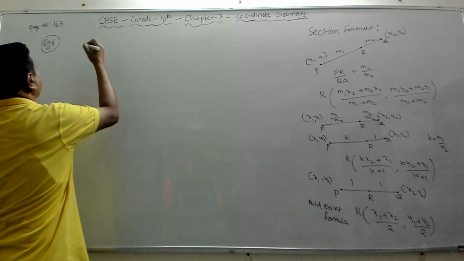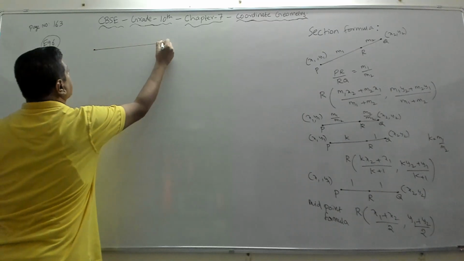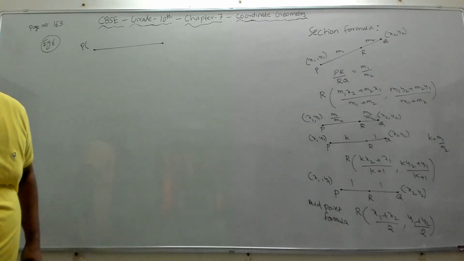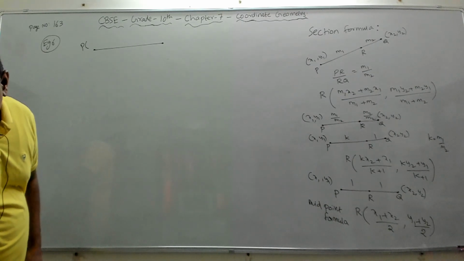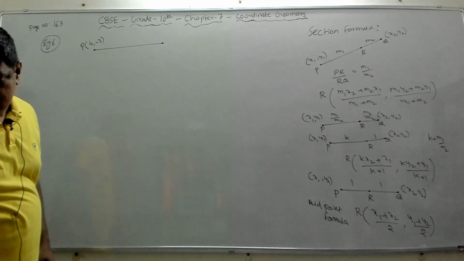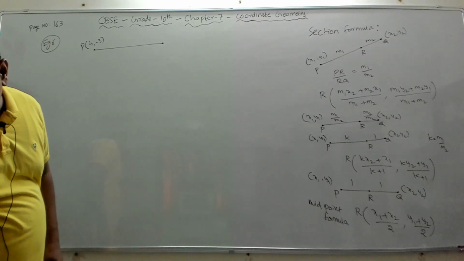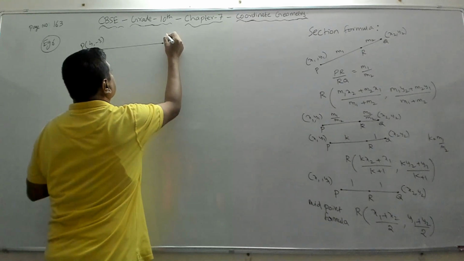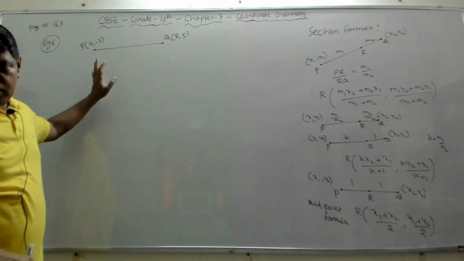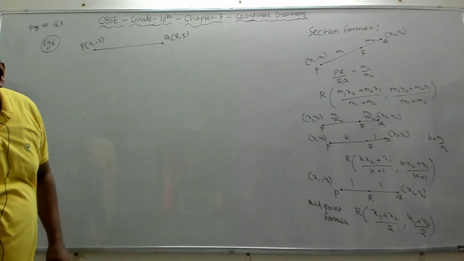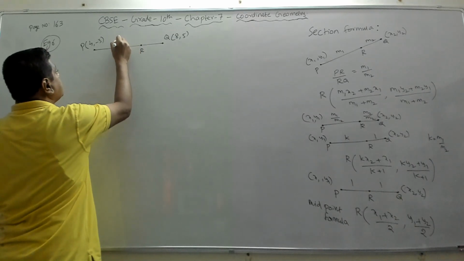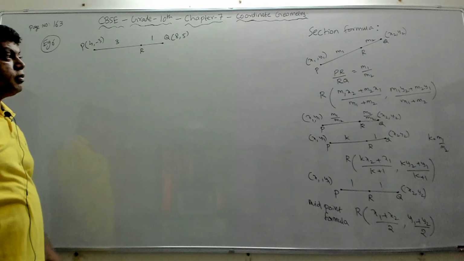Which means, let's start the diagram, a rough diagram. There is a line segment that joins the points. Suppose you call this point P, 4, -3, and your Q is 8, 5. I'm just taking one point as P, one point as Q, in the ratio 3:1 internally. So R is the point, somewhere here. It divides in the ratio 3:1. We have to find the coordinate of R.